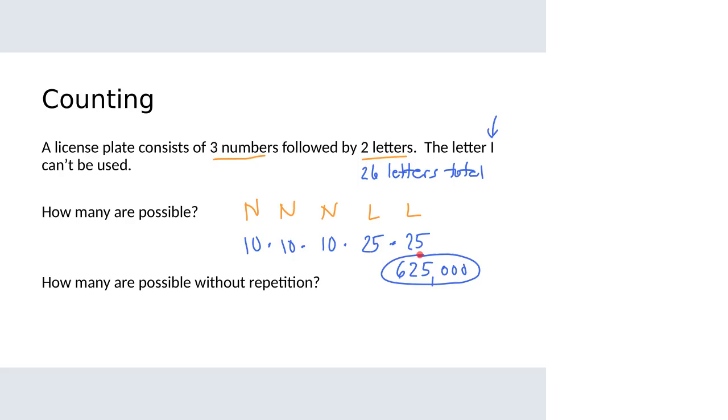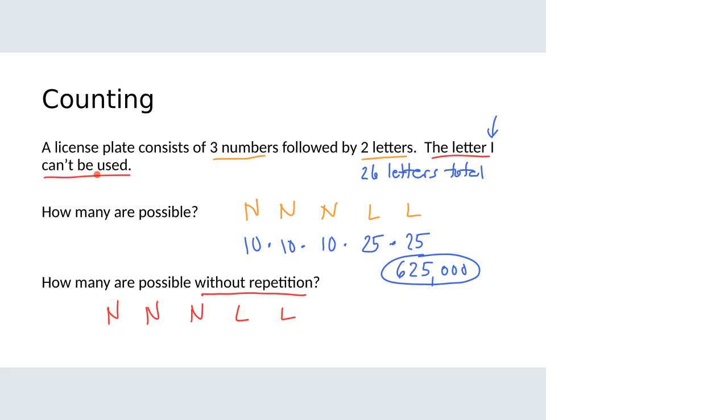The one at the bottom here says, how many of these license plates are possible if we do this without repetition? Meaning repetition's not allowed. Once I've used a number, I can't use it again. Once I've used a letter, I can't use it again. Well, we have the same structure. We still have number, number, number, and letter, letter. Same structure, same rules are in place.